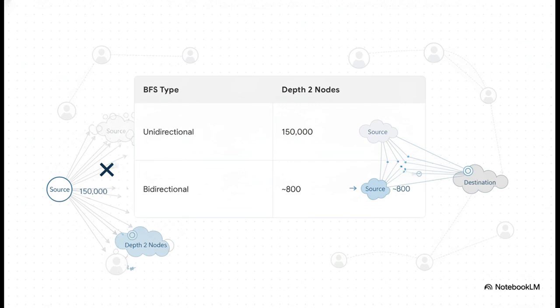A naive unidirectional BFS expands only from the source. It loads 150,000 nodes just to check depth 2. But the actual production solution is a bidirectional BFS. You expand from both the source and the destination at the exact same time, basically looking for a meeting point right in the middle. By doing it this way, you only visit roughly 400 nodes from each side before they intersect. You shrink the workload from 150,000 nodes down to about 800 nodes total. It is a massive quadratic speedup.